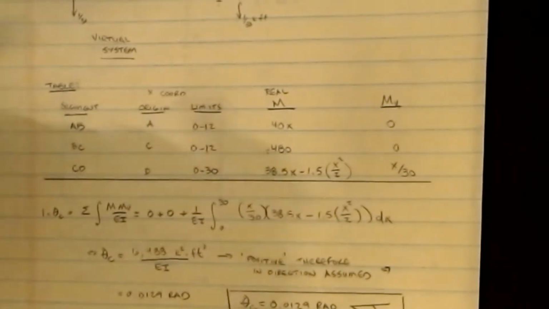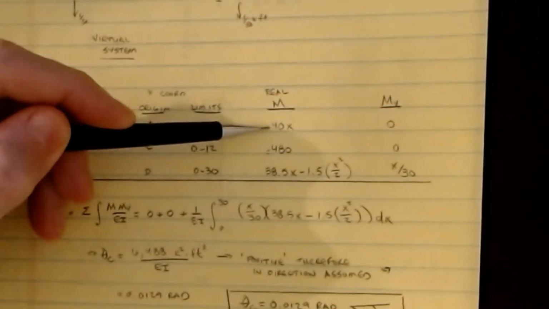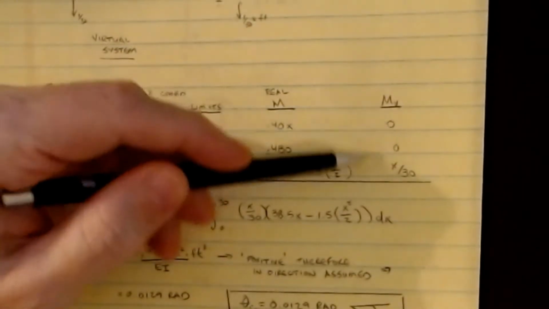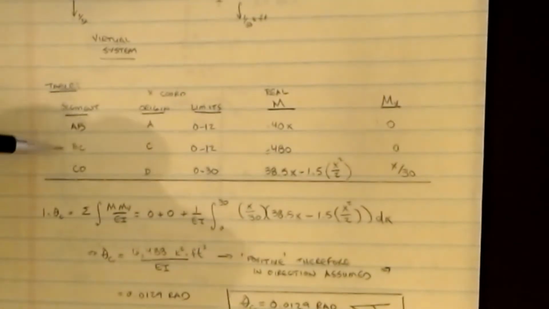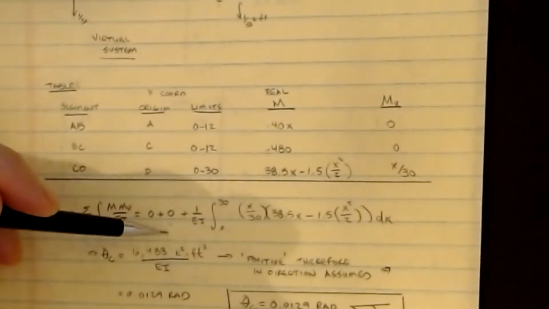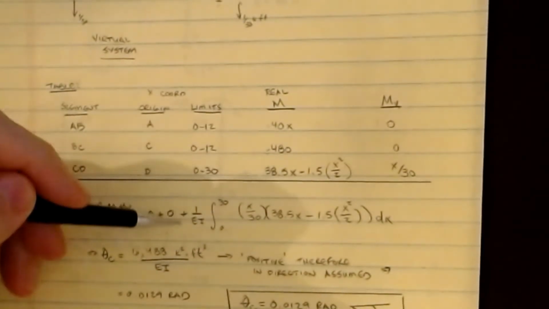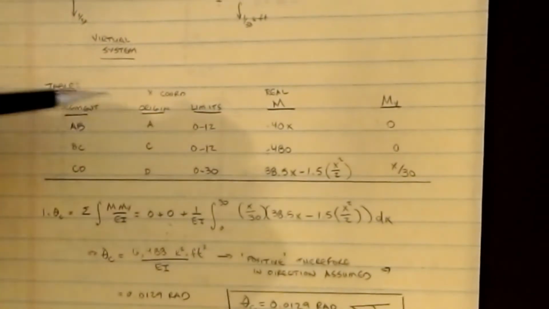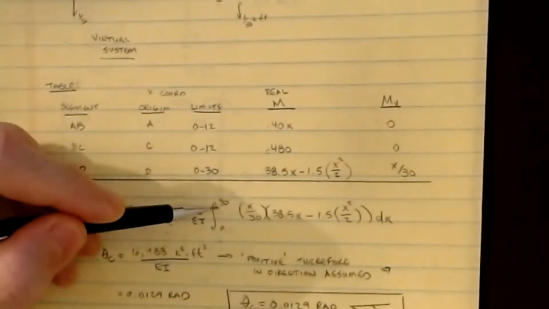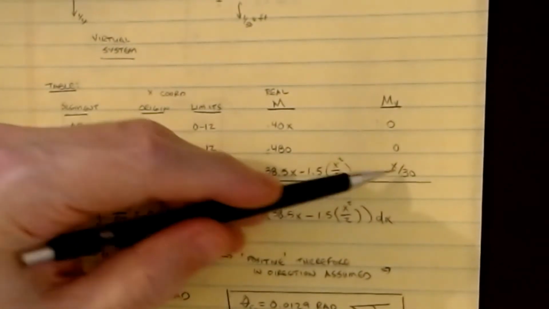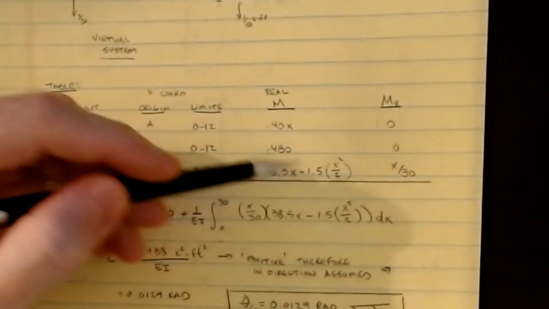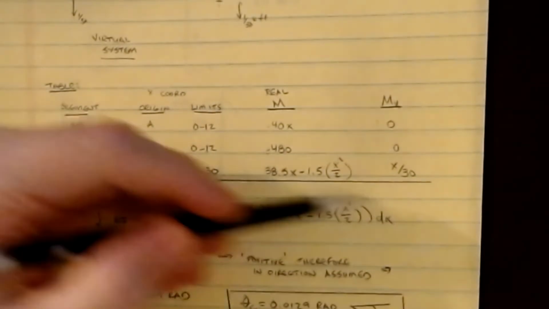So the first segment is going to be the integral of virtual times real, so 40 times, but both of those are 0. So the first two for AB and BC are 0, okay? And then this becomes plus 1 over EI times the integral from 0 to 30. So there's my limits. And then it's going to be x over 30 times my value of my real moment. That's what you're seeing here, dx.